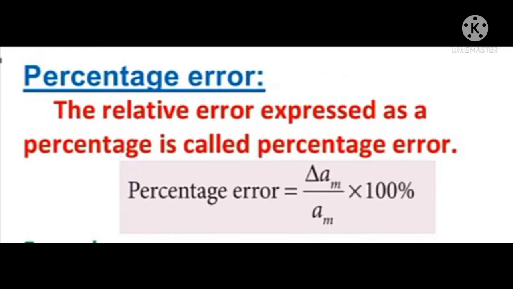Last one is percentage error. The relative error expressed as a percentage is called percentage error. Now we discuss these four types of error using a simple example.